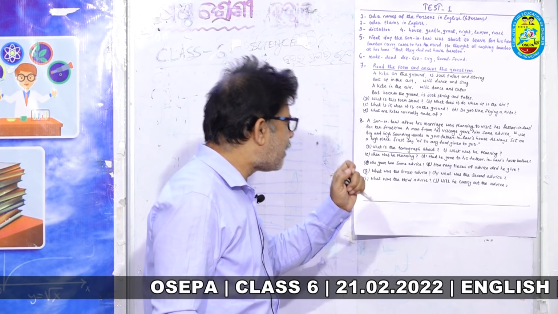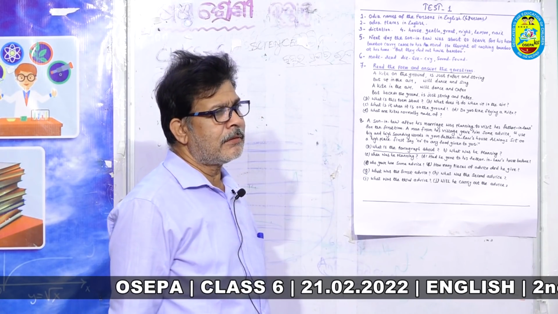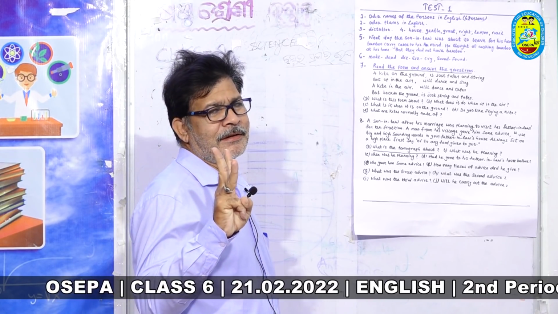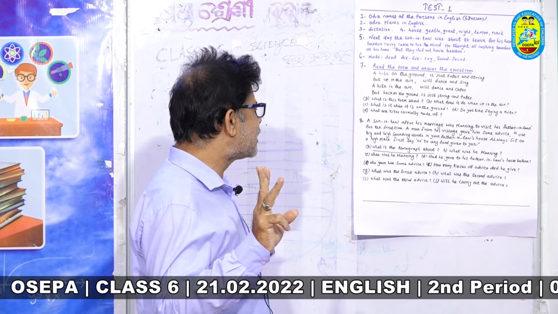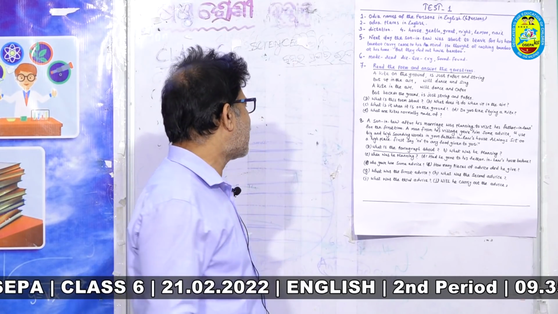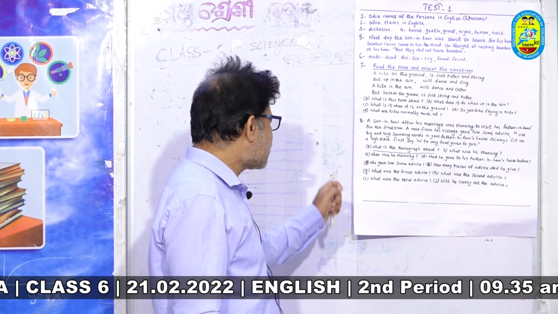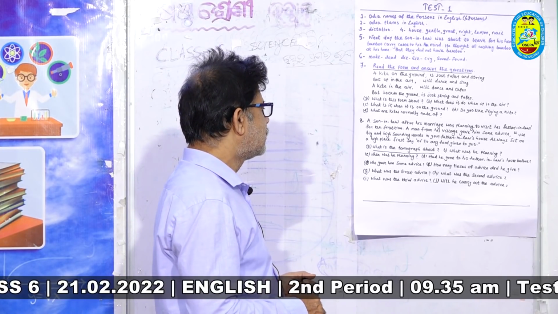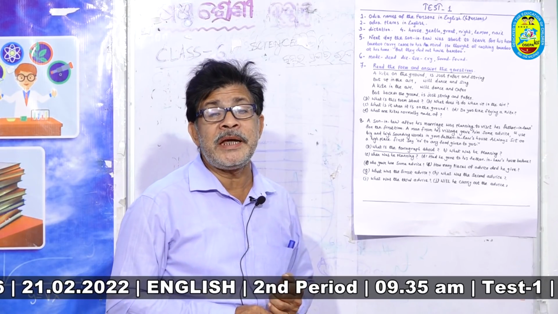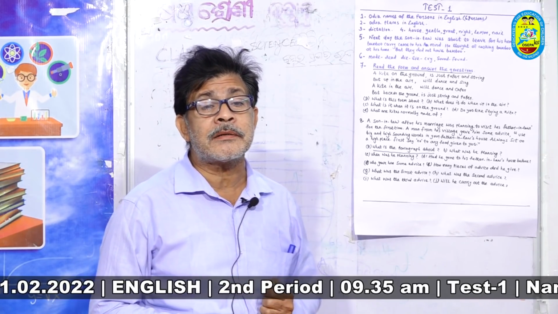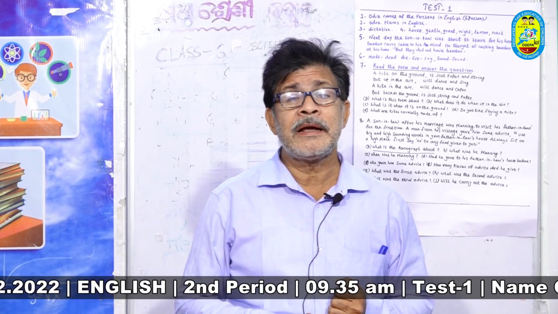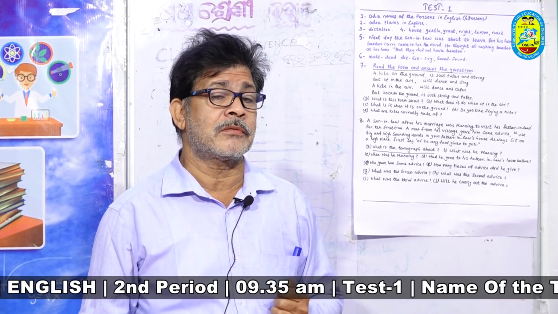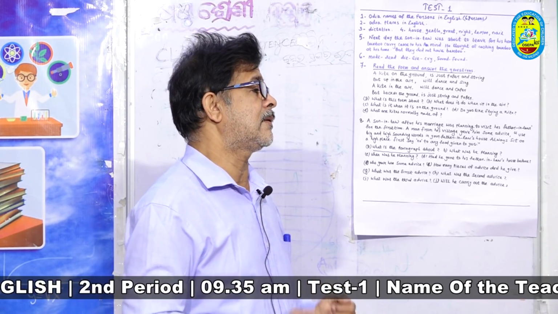How many pieces of advice did he give? He gave 3 pieces of advice. What was the first advice? The first advice was: use big and high sounding words in your in-laws house. That was his first advice.